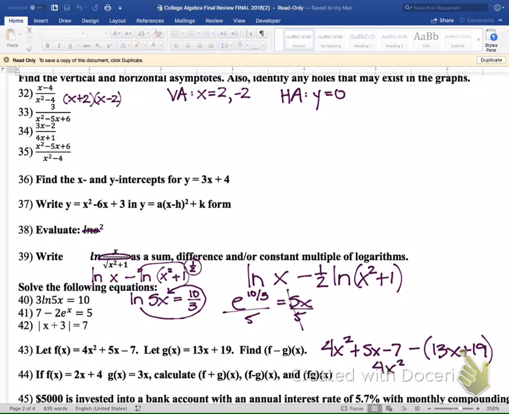So I would distribute the negative there. 5x minus 13x is negative 8x. Negative 7 minus 19 is negative 26.